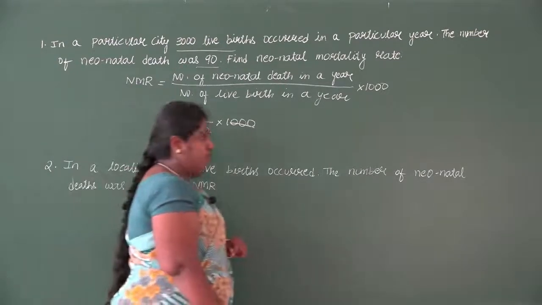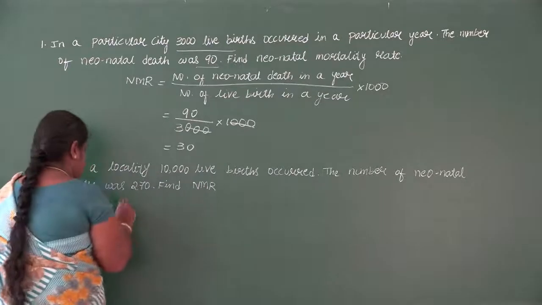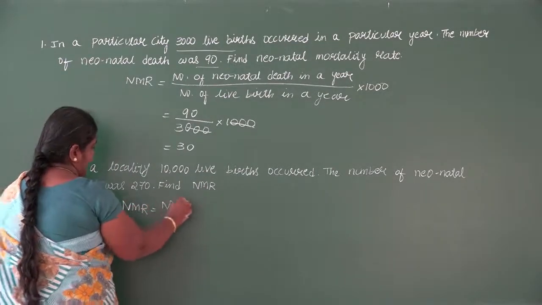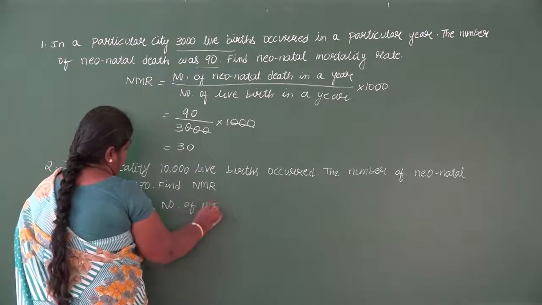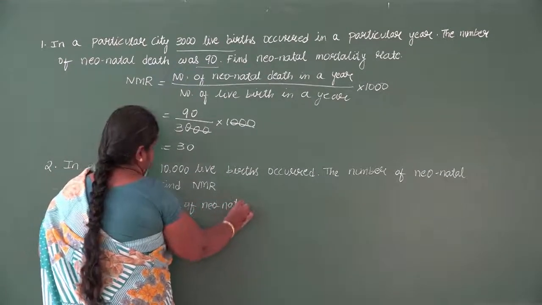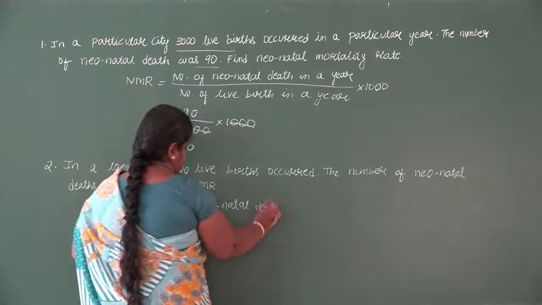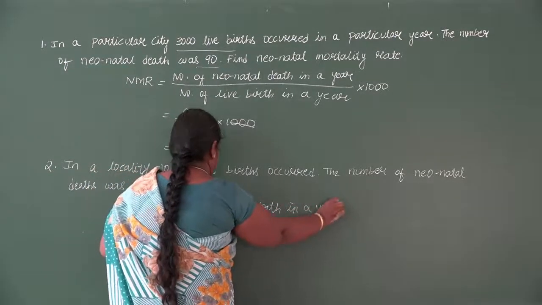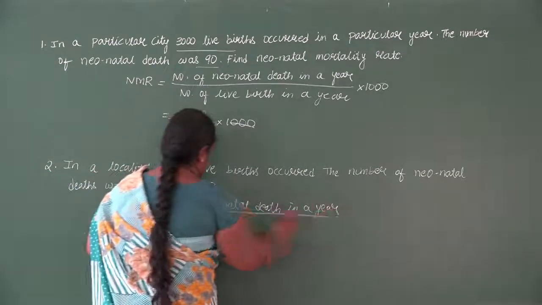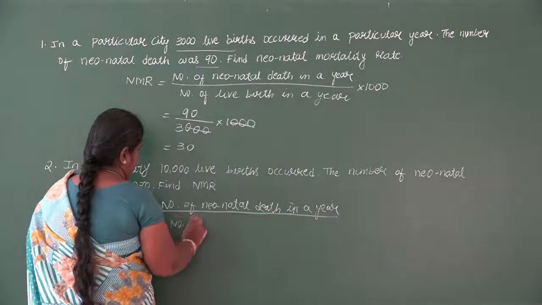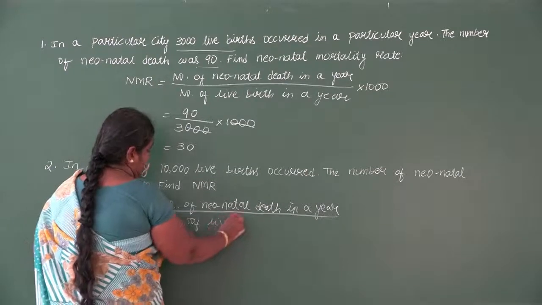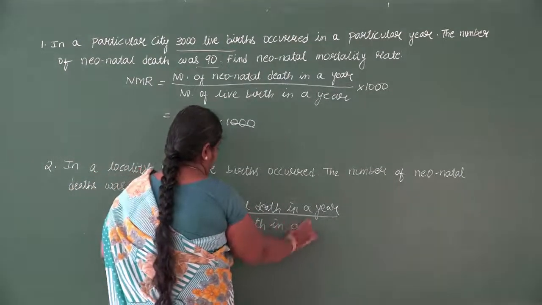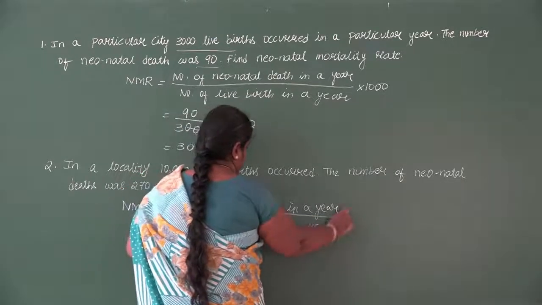So similarly we'll do the second one. Before that, we'll write the formula of NMR. So it is number of neonatal deaths in a year divided by number of live births in a year into 1000.